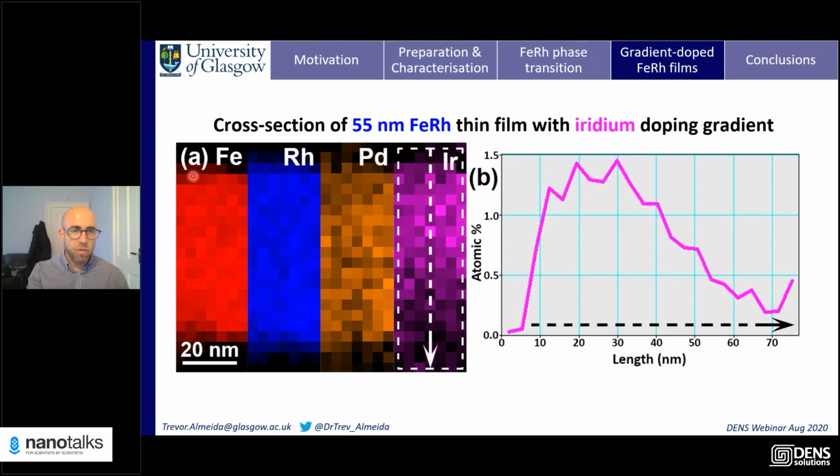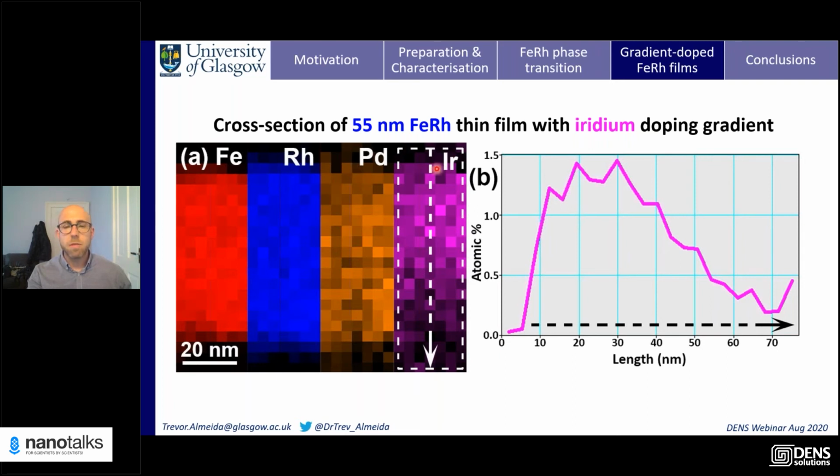So this is a sort of cross-section of the iron rhodium thin film. This is chemical analysis of it. So we have iron rhodium as we'd expect. But if you add a dopant level of 1 or 2% of palladium, what you can do is you can actually bring the transition temperature down. So it becomes ferromagnetic at a lower temperature.